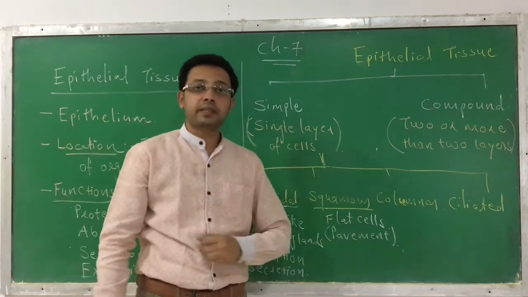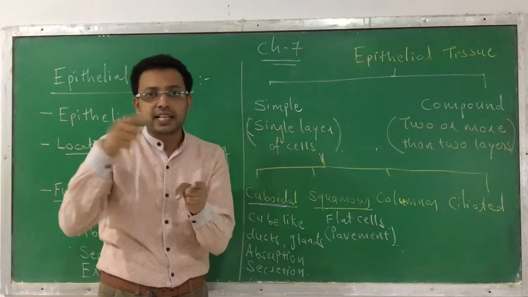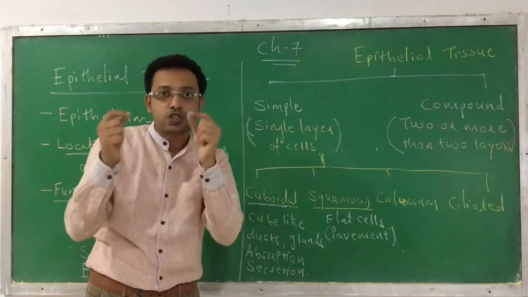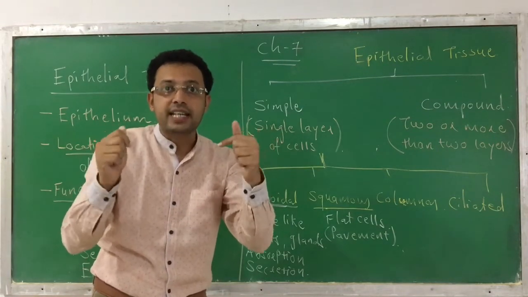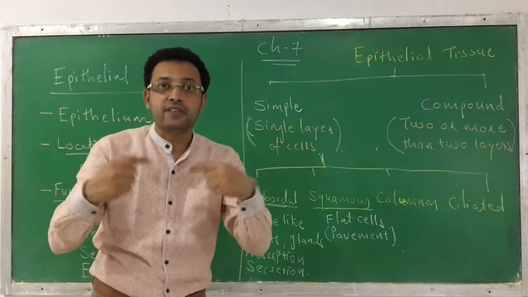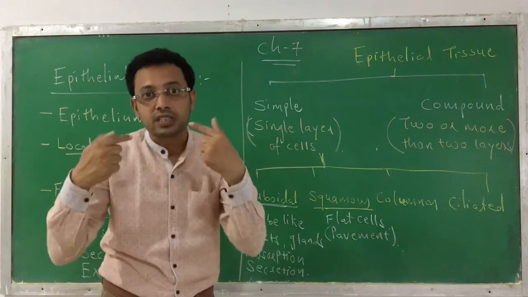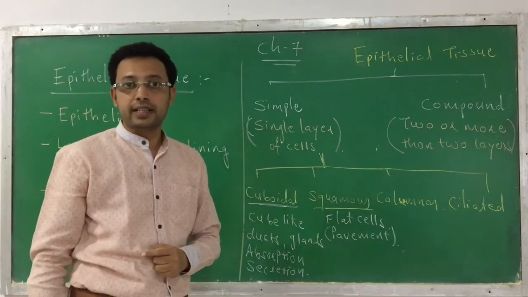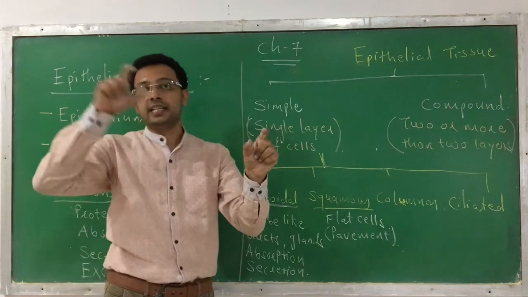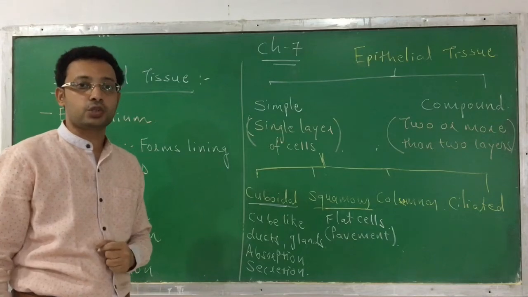In this squamous epithelial tissue, the flat cells are organized so that one cell is connected to another cell from edge to edge, like you observe in tiles. Every edge is connected to another edge. Similarly here also, the edge of a cell is attached to the edge of another cell. Okay, clear? That means one edge is connected with another edge. This is the characteristic of squamous epithelial tissue.